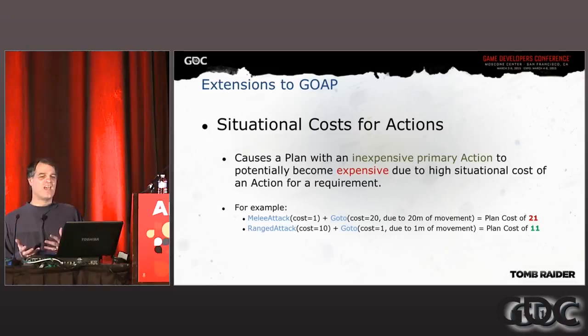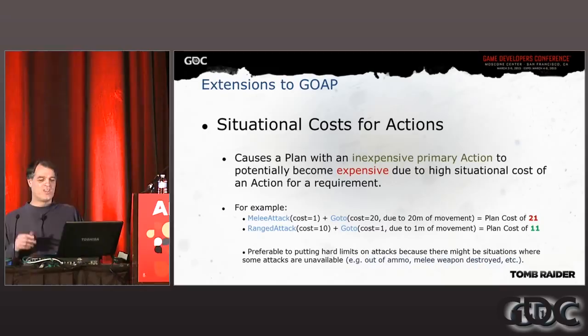Whereas the rage attack, which for whatever reason is tuned to be more expensive, perhaps because it uses up ammo or something like that, has a cost of 10. But because they're already in range to do this attack, the go-to only has a cost of 1, and we end up deciding to do a ranged attack when they're at a distance. So it seemed a very natural extension to GOAP, and we use it for almost every plan. It has an effect on it.